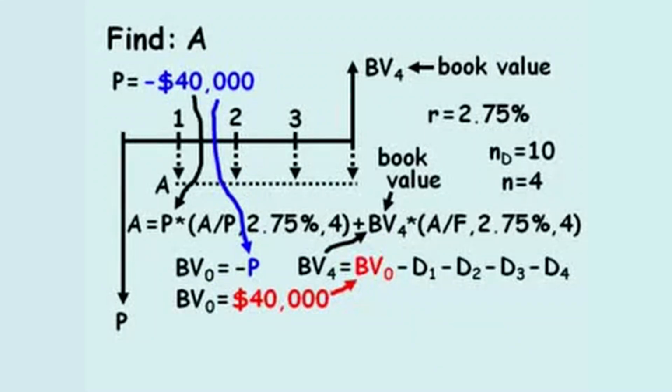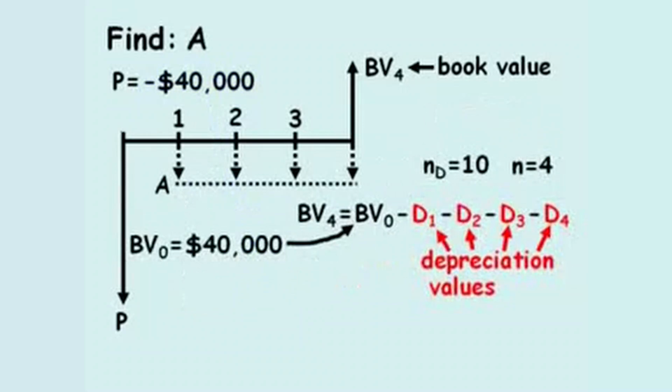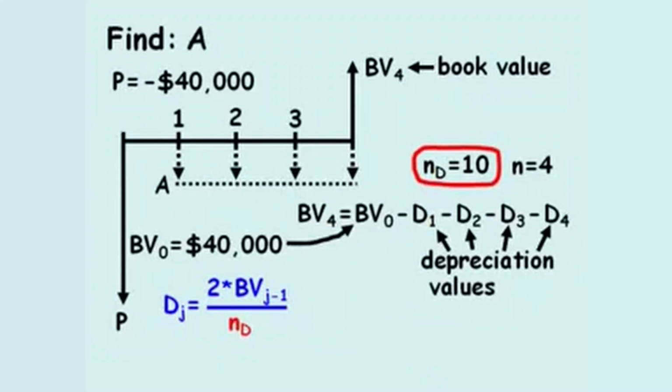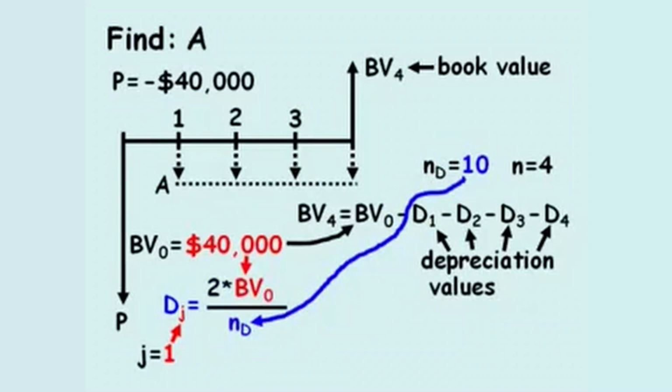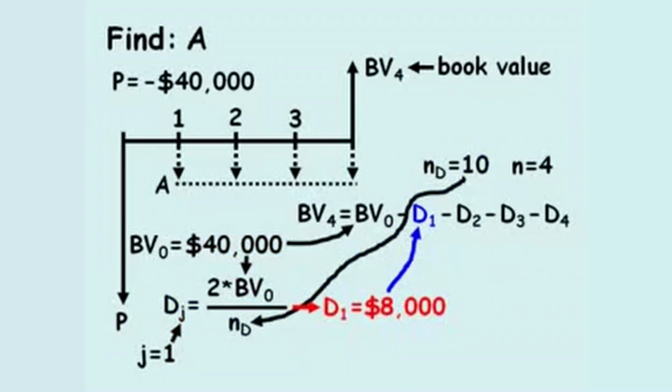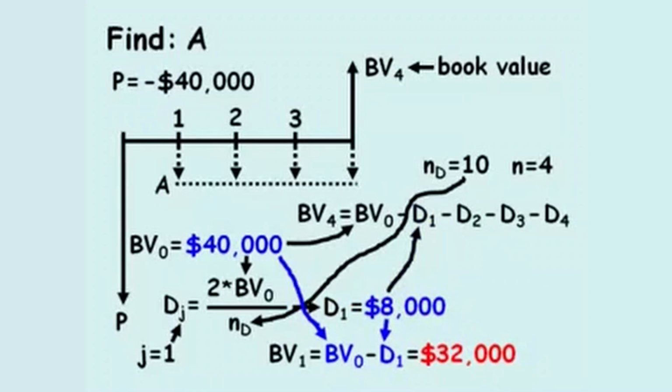Using the double declining balance method of depreciation, the depreciation during year J equals 2 times the book value at the end of the previous year, all divided by ND. In this equation, we want to use 10 in the denominator and not 4, because 10 refers to the lifespan of the asset. If we plug in 1 for J and $40,000 for BV0, the depreciation in the first year equals $8,000. This makes the book value at the end of the first year equal to $32,000.